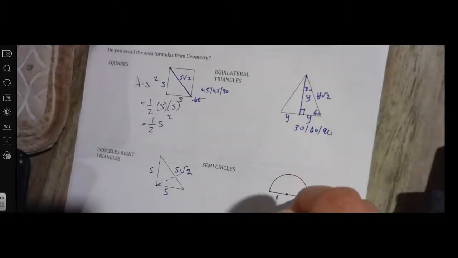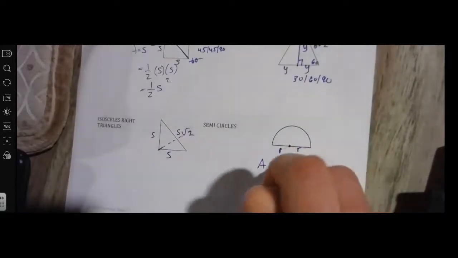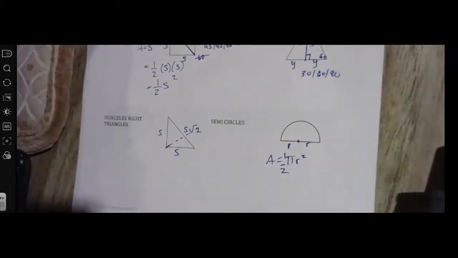Okay, and then the semicircle, we know if we have a radius here and a radius here, our area is going to equal pi r squared, in this case divided by 2 because it's a semicircle.